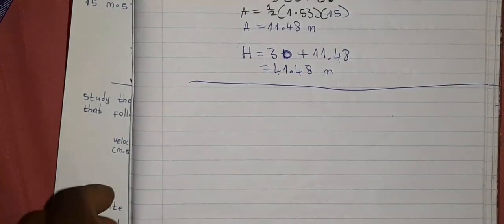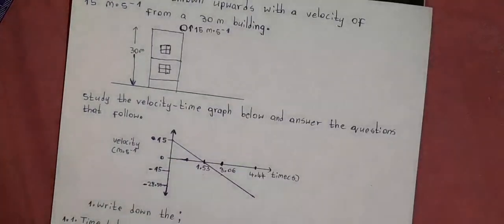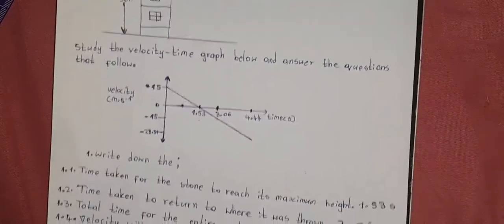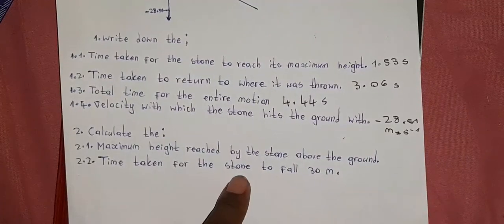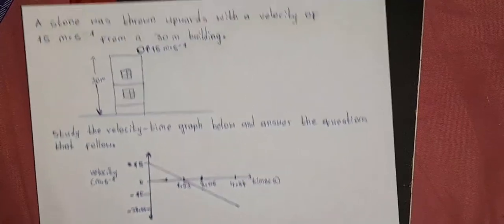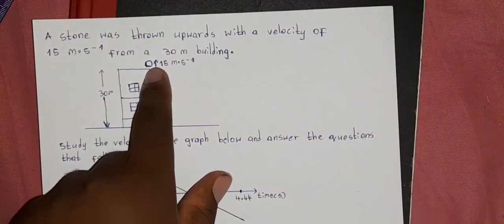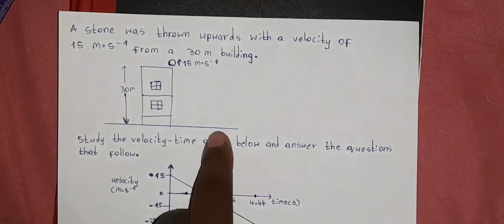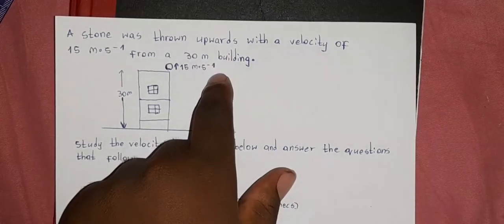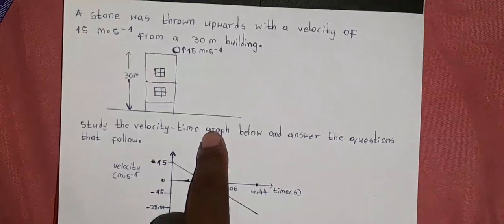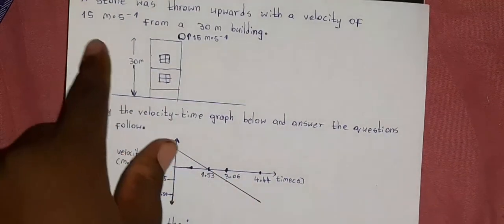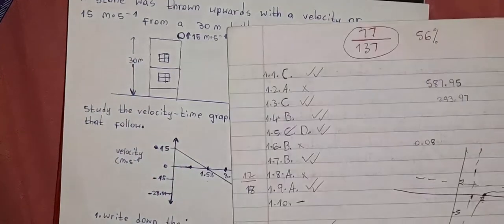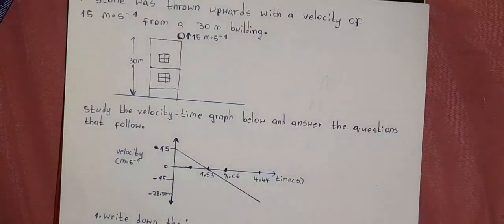So let's move on to the last question. This is how easy the motion of graphs are, or the graphs of motion rather. So the last question, time taken for the stone to fall 30 meters. So we want the time it takes to fall from here to here. So we know that the velocity of here is minus 15. The velocity of here is minus 28. We're given that. And the height we're given, so we can use this equation of motion to calculate for time.